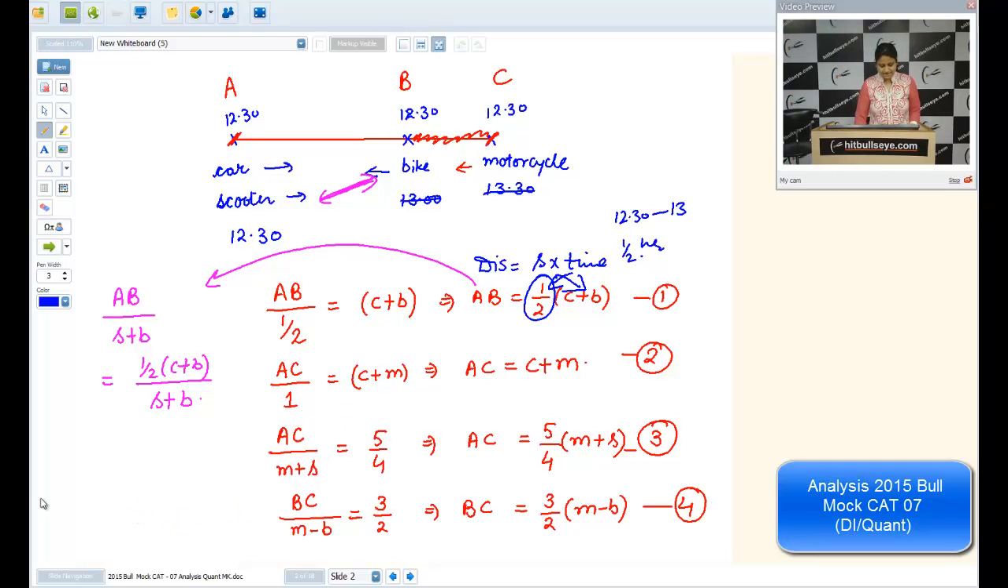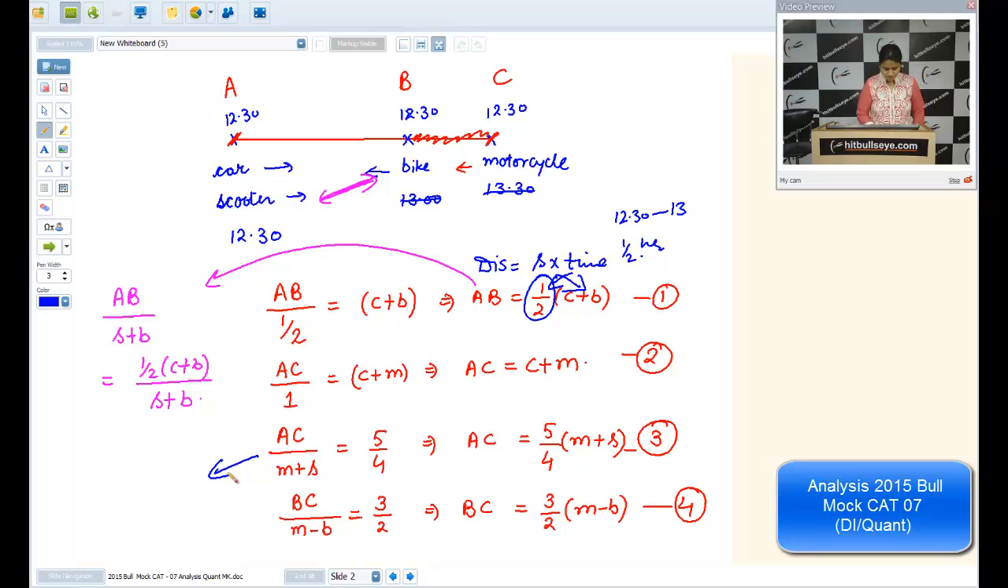I'm calculating the time taken by them. Any other problem in this? I'm using the same concept. Okay, why 5 by 4? See, what is this thing? 3 by 2. That is the same thing, time taken.